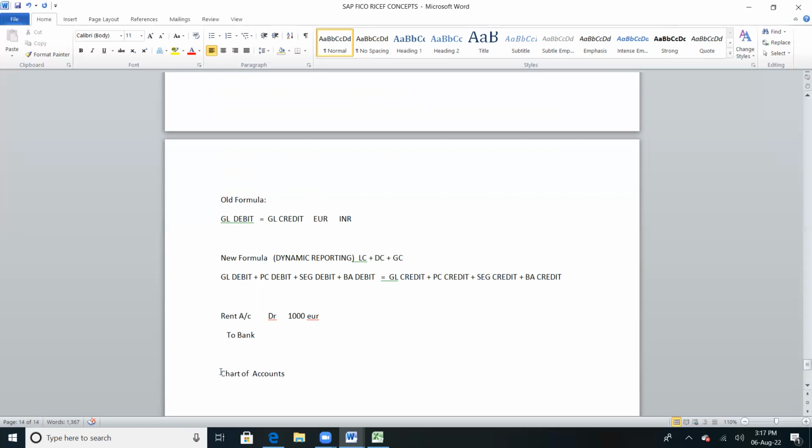Based on this, we can record day-to-day transactions, and also we can generate all financial reports for internal and external stakeholders.